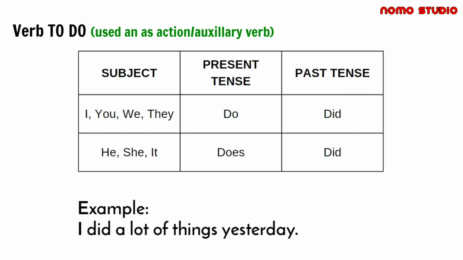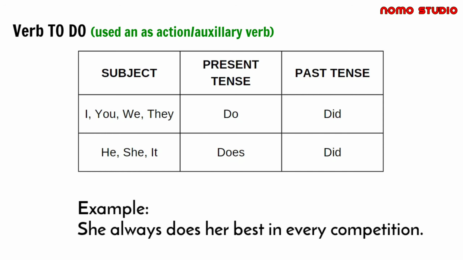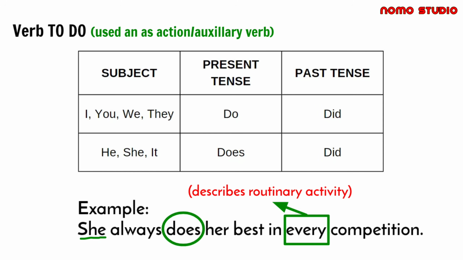Another example, I did a lot of things yesterday. So ginamit natin yung did because it happens in the past, which is yesterday. Another example, she always does her best in every competition. So gumamit po tayo ng does kasi yung ating subject is she. At saka ito po ay simple present tense which is used to describe routines or actions that are repeated regularly.